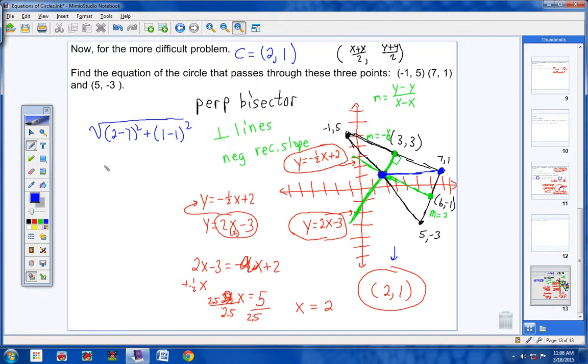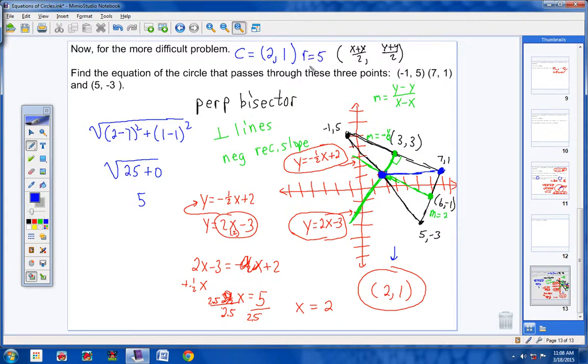So I end up with 2 minus 7 is 5. 5 squared is 25. 1 minus 1 is 0. 0 squared is 0. So 25 plus 0 is 25. And the square root of 25 is 5. So my radius is 5.